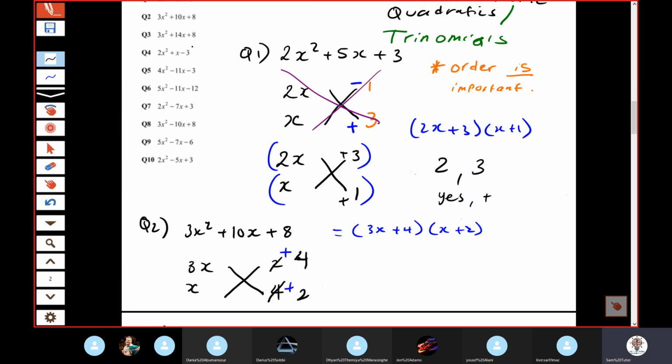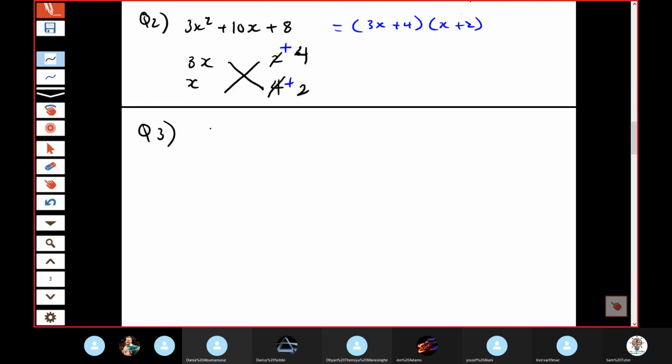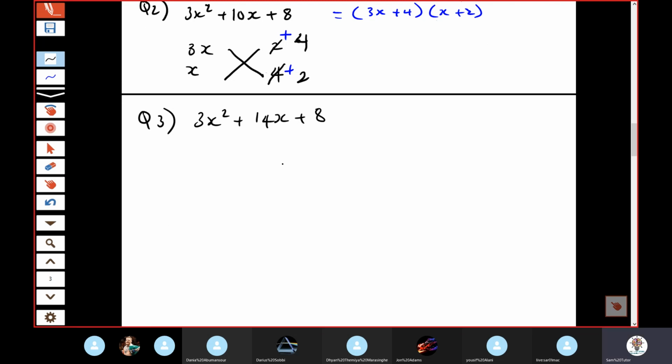Question 3. 3x squared plus 14x plus 8. Okay, let's go again. What's two things that multiply to get me 3x squared? I would say 3x and x. Cross. Jono, what's two numbers that multiply to give me an 8? 4 and 2. What number is this?